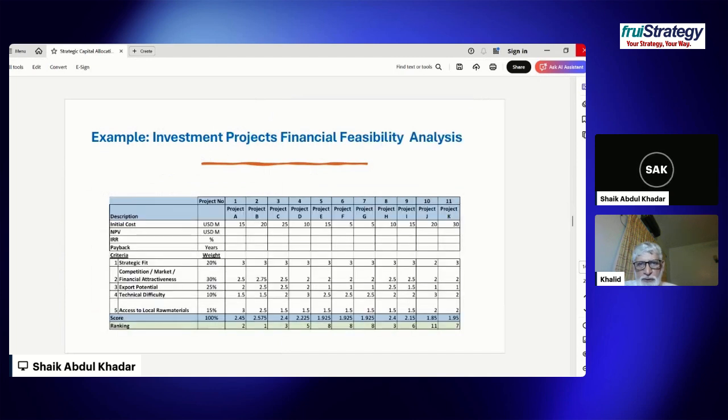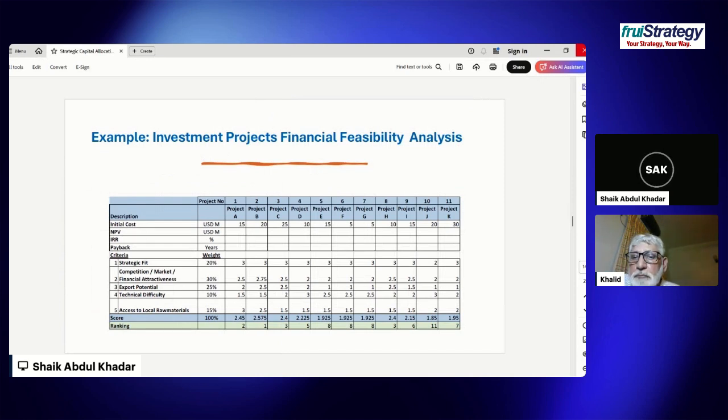So this slide actually shows that I have got about 11 projects, and they have different investments. So there is an initial cost of $15 million, $20 million, $25 million. So there are 11 projects. Then you do financial analysis, you put NPV, you do IRR, you do payback, and then you do a financial attractiveness. But then you also, as discussed in the previous slide, you also do the weighted analysis. So the 60% is the strategic fit, and the 40% balance is the financial attractiveness.